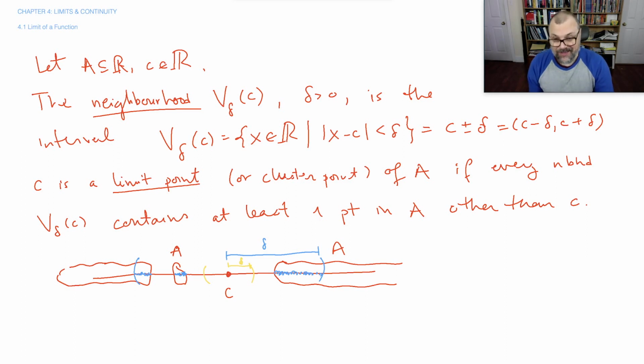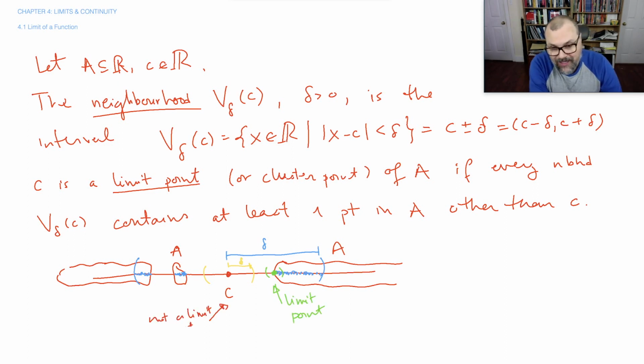And so this point C here is not a limit point of the set A. Whereas this other point right here is going to be a limit point of A, because any neighborhood around the point, no matter how small, will at least contain some points in A here. Okay, so this one would be a limit point. This one here, not a limit point.